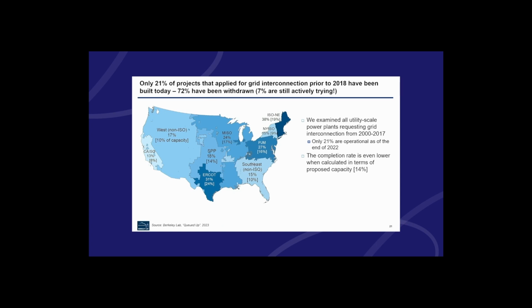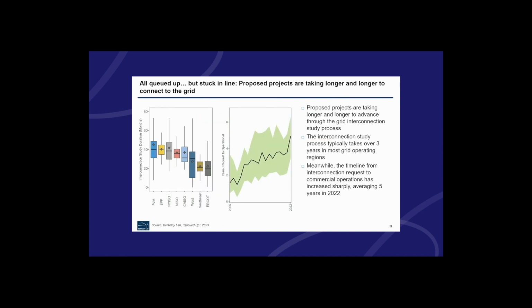And of course, there are regional differences. So California is really low. The Southeast and New York have really low completion rates. Texas has pretty high, relatively, and the Northeast too. The other problem is that it's taking longer and longer for projects to move through this interconnection process.